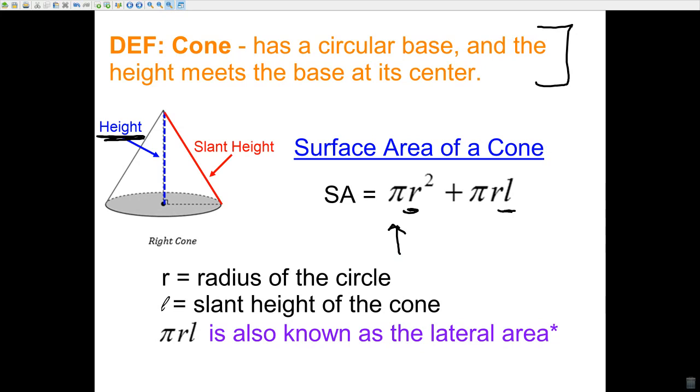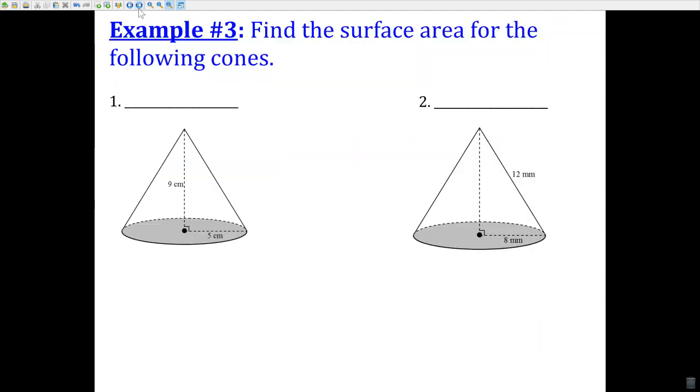This part of your equation is the circle. So you're adding the circle, and then this pi r times the slant height is going to be like the cone part that you're going to add to your whole entire area there, right? And that would be the entire surface area of the cone. So that's where this whole thing derives from. Let's solve a problem using this formula.